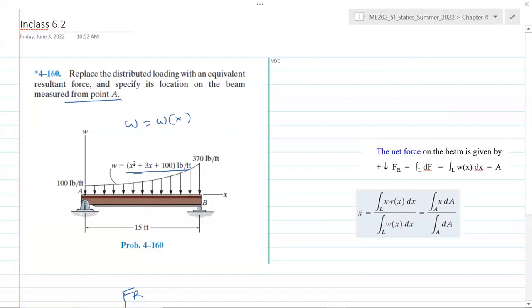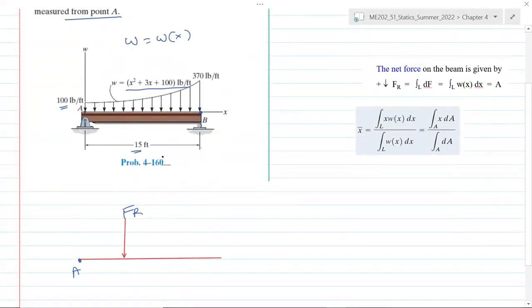Now, if you carefully look at this equation, we will get these numbers as we substitute the value of x. For example, when you write x equal to 0, then this is 0, this is 0, and it's 100. x is measured from A, because that's the origin. So at A, the value of load is 100. When you substitute x equal to 15, you will get the load at B, which is here, and that's 370 pound per foot. And in between, at any location, the load is given by this equation.